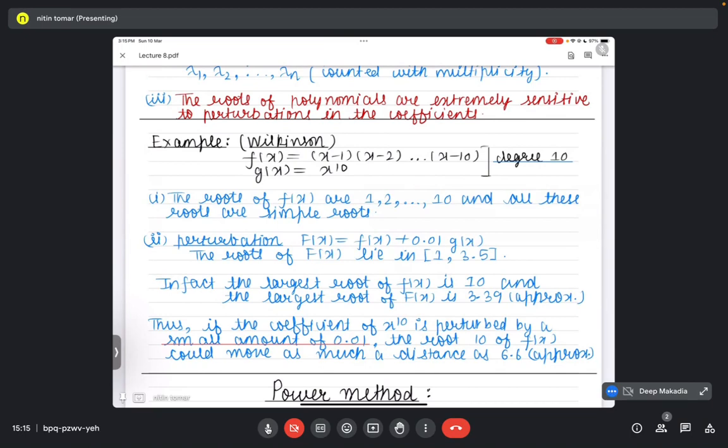Now let's say we do some perturbation and define f(x) to be, let's say, f(x) plus 0.01 x^10. Okay, and that is precisely 0.01 times g(x). Then one can see that the roots of this polynomial f(x) lie in this interval 1 comma 3.5.